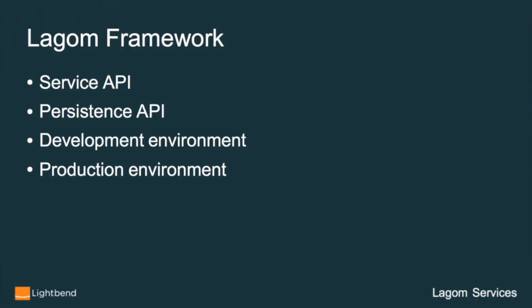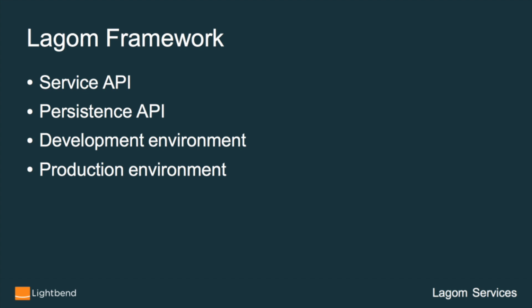Lagom is a framework for creating microservice-based systems. It can be thought of as having four main features: a service API, a persistence API, a development environment, and a production environment. The service API provides a way of declaring and implementing service interfaces. These interfaces can be consumed by clients and are backed by a service locator for location transparency. The API supports both synchronous request-response service calls as well as asynchronous streaming between services.